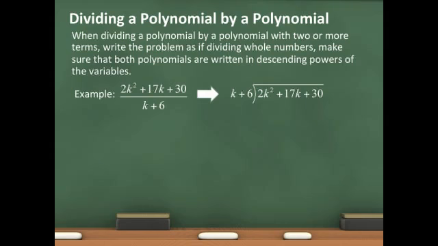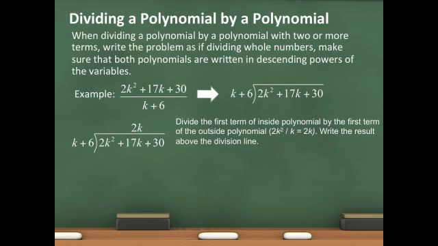First, we rewrite the problem as if dividing whole numbers, in other words with a division bar. Next, we take the first term of the polynomial on the inside and divide it by the first term of the polynomial on the outside. In this case, 2k squared divided by k, which gives us 2k. We write this result above the division line.